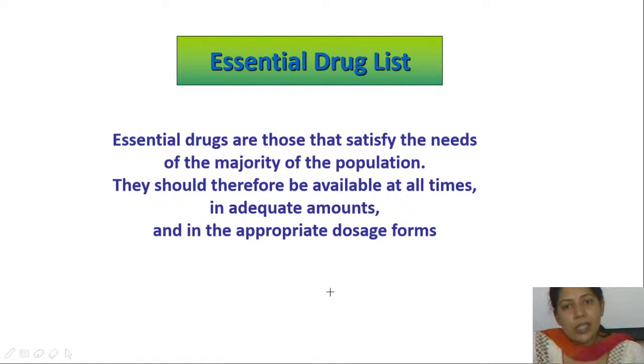Then there's something called the essential drug list. These are the drugs that satisfy the needs of the majority of the population. They should therefore be available at all times in adequate amounts and in appropriate dosage forms. When I say majority of the population, would tuberculosis be a problem of the majority of the population? Yes, it is. Would Gaucher's disease be a majority's problem? No, it is not. So, for a patient of Gaucher's disease, enzyme replacement would be essential.